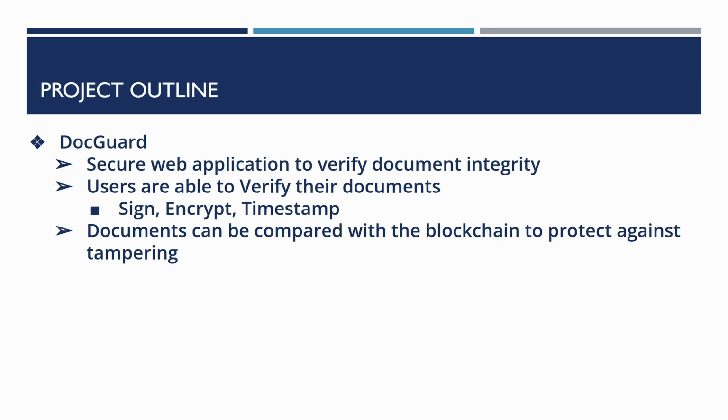So, what is DocGuard? Our idea was to create a secure web application to verify document integrity online. Users are able to upload their document to verify it, sign the document itself, encrypt the document, and also have a timestamp for the document. The documents can be compared with the blockchain itself to protect against tampering. And also with the encryption and the signing, they can then re-upload the document to compare it to see if there's been any kind of tampering, or if they want to decrypt their document.